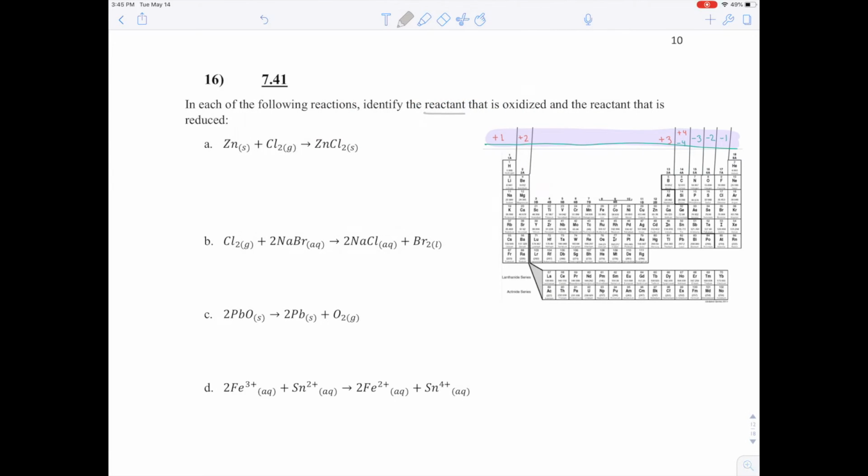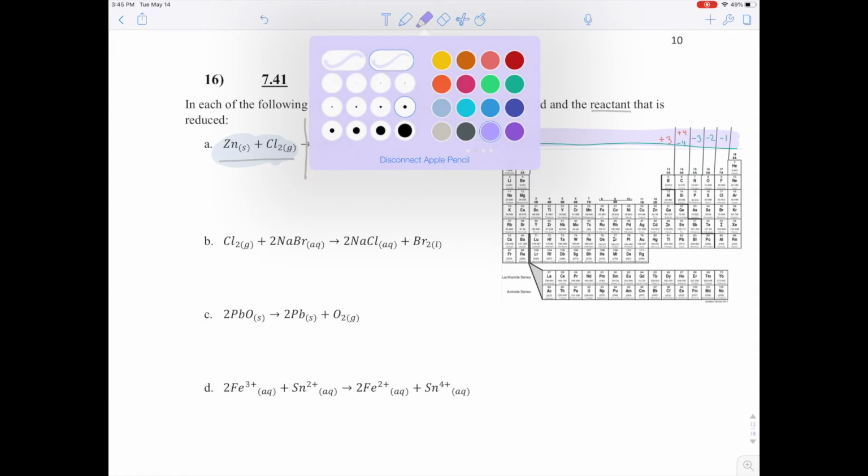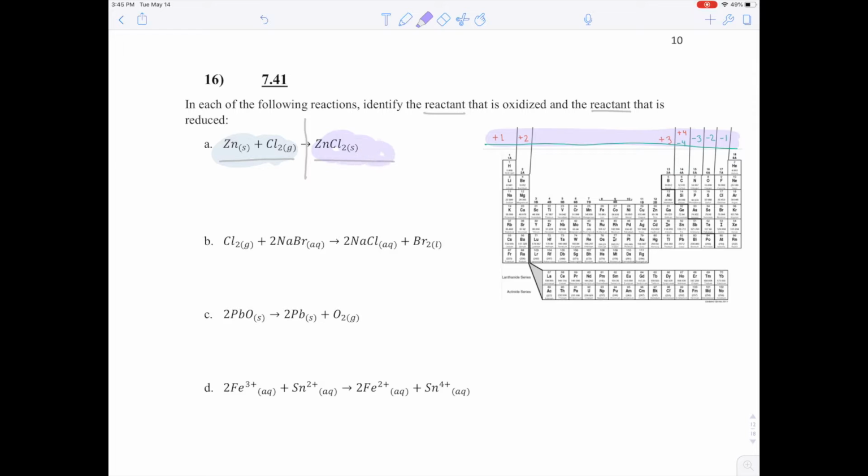First is the word reactant. In any reaction you'll have the stuff on the left of the arrow, then the arrow, which is just signifying a kaboom that the reaction is happening, and then the stuff on the right of the arrow. The stuff on the left of the arrow are called the reactants, and the stuff on the right of the arrow are called the products. Here, they're only talking about reactants, so we don't have to worry about the products.